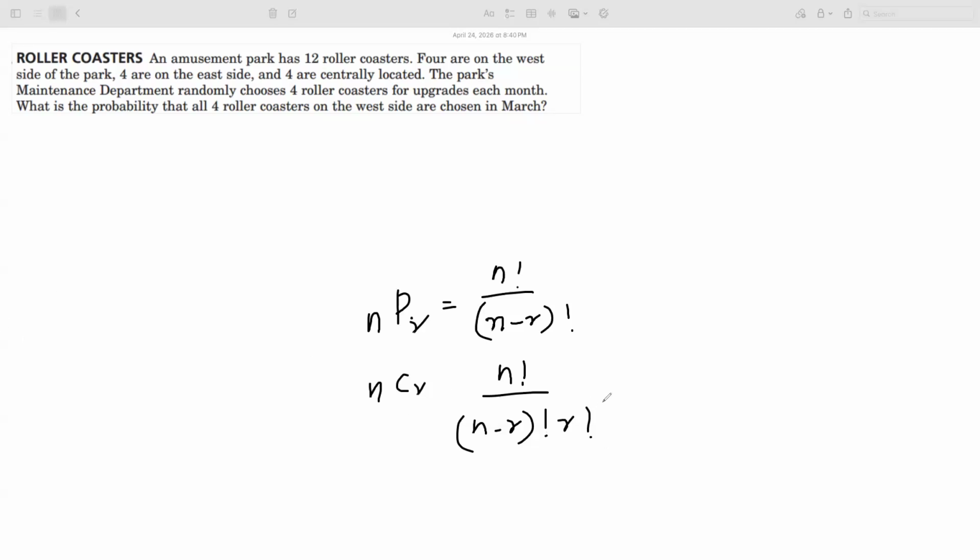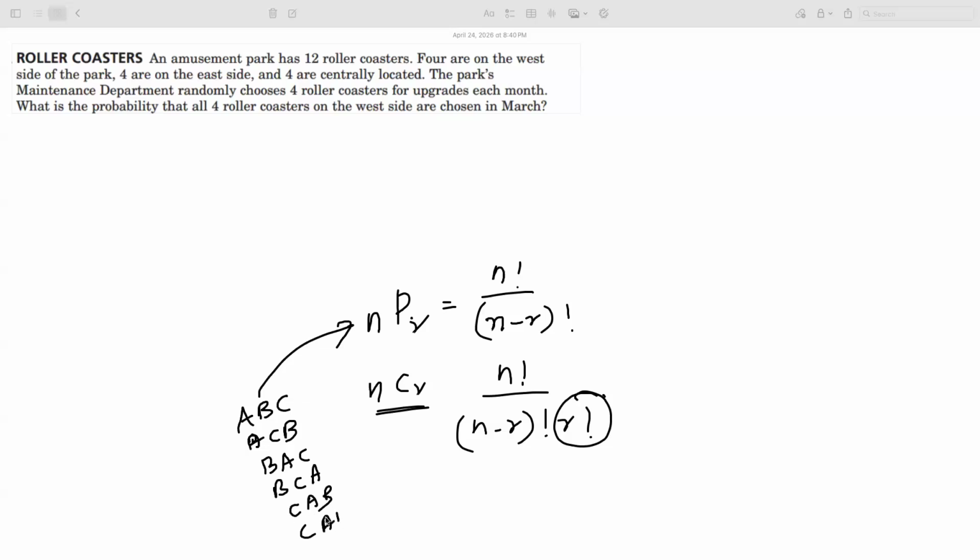Why are we dividing by r factorial, you know? Order is not important, right? So choosing ABC, ABC is different from ACB, is different from BAC, BCA, CAB, CBA. All these are different for permutation. But when you do combination, for all the 6 you will count only 1. That's why you are dividing by r factorial. Make sense?